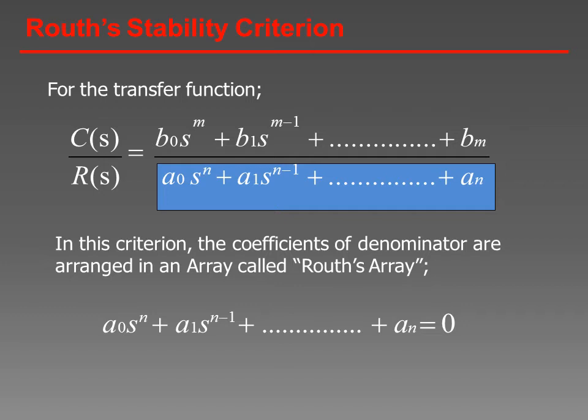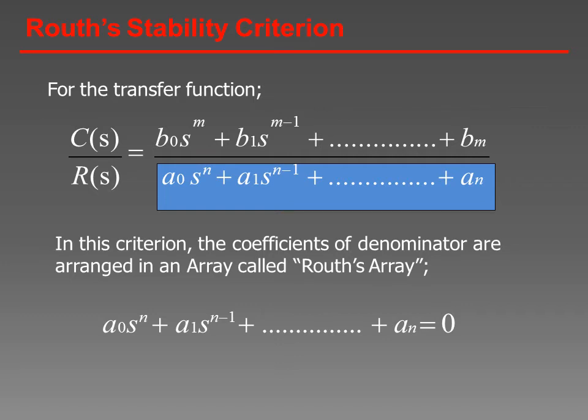Now the roots stability criteria. So let us consider the standard transfer function in which C of s divided by R of s is given by b0 s raised to m plus b1 s raised to m minus 1 plus up to bm, divided by a0 s raised to n plus a1 s raised to n minus 1 up to an.